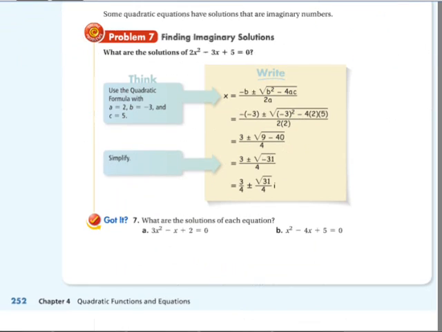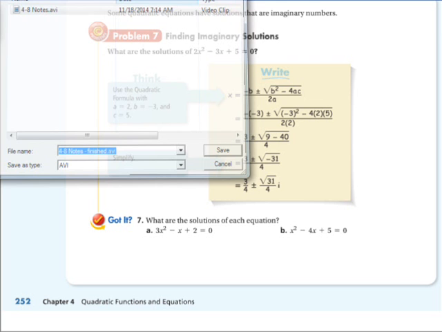Okay? Problem 7 is just a quadratic formula, but when we have the quadratic formula and we have negative numbers, i is going to come into play again. So we're going to work these out using the quadratic formula, and then we're going to have some imaginary answers. So let's take a look at how this happens on number 7.